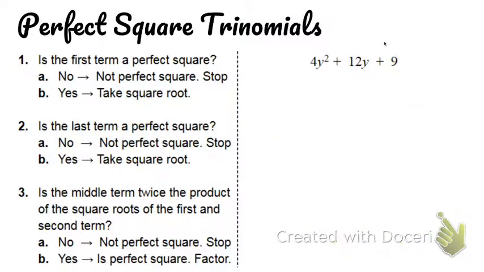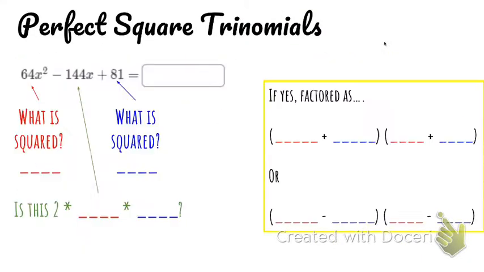Let's try another one. This one, instead of writing out the questions, looks a little different, but it's the same deal. If I look at my first term, I want to know what is being squared. 64 is 8 squared, and then x squared, I'm squaring x. So what's being squared? An 8 and an x. And then let's look at the last term. What is being squared? 81. That's the same as 9 squared.